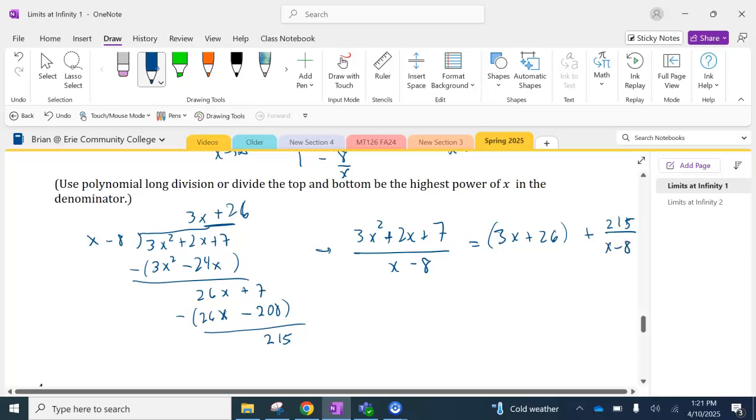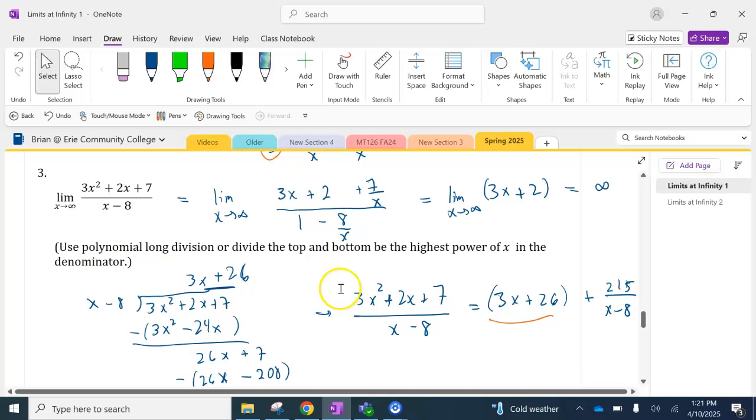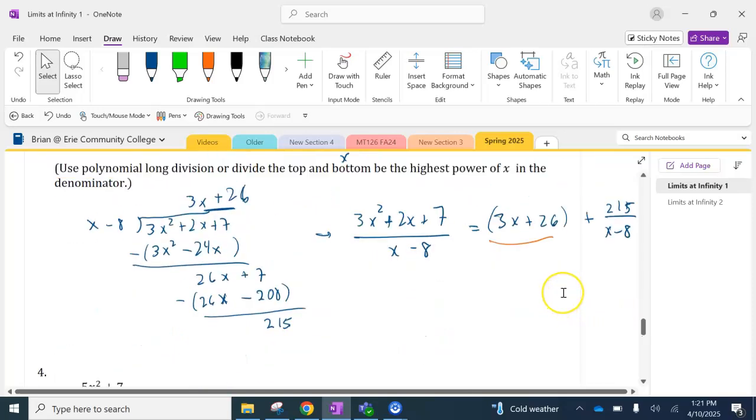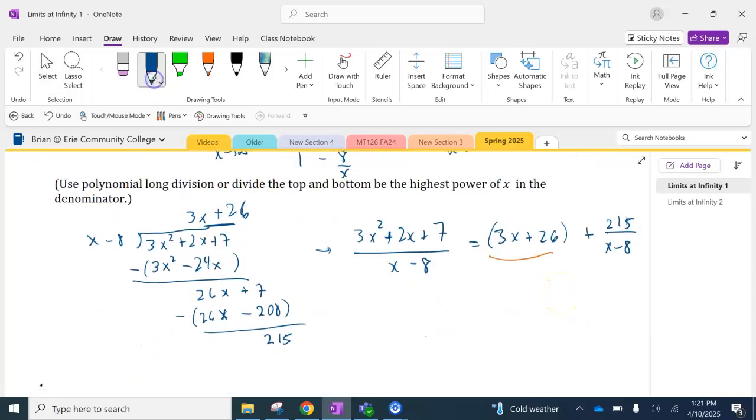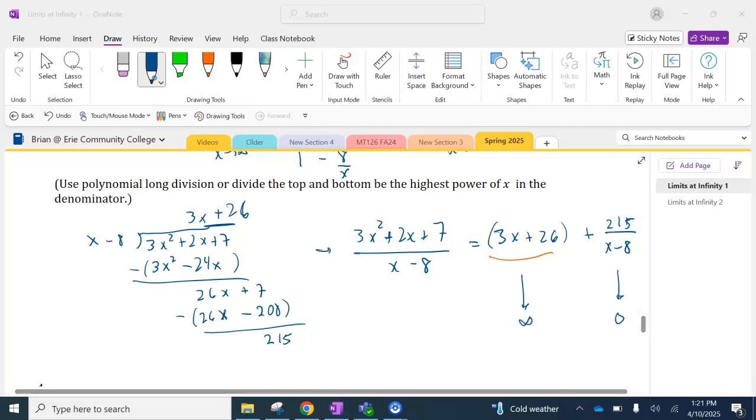That just goes to show that the slant asymptote, or the oblique asymptote in this case, would be 3x plus 26. If the degree on top is 1 more than the degree in the denominator, then we end up having not a horizontal, but a slant asymptote. So as x gets bigger and bigger, we're going to get closer and closer to this line, 3x plus 26. Doesn't change the fact that the overall expression is going to be approaching infinity as x is approaching infinity. This is going to approach infinity. This is going to approach 0 as x approaches positive infinity.